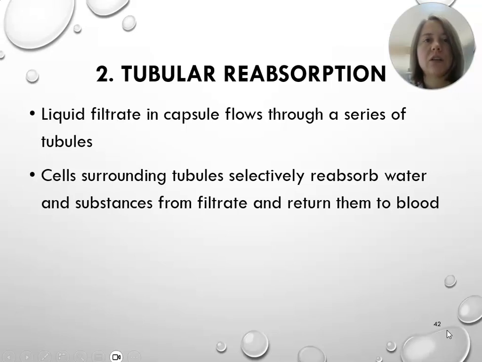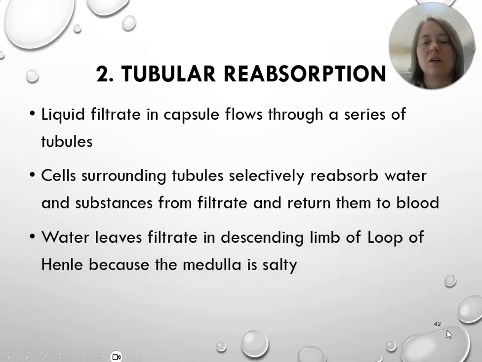So the cells surrounding those tubules, like the proximal convoluted tubule, the loop of Henle, and the distal convoluted tubule, they reabsorb water. So they bring water from the filtrate from the nephron, from the urine, into the body, back into the blood, and then any substances it needs as well. The water leaves the filtrate in the descending limb of the loop of Henle because the medulla is salty, and we know that water moves from high concentration of water to low concentration of water. So if it's salty, it's more salt, less water, so the water wants to leave the nephron and go back into the body.